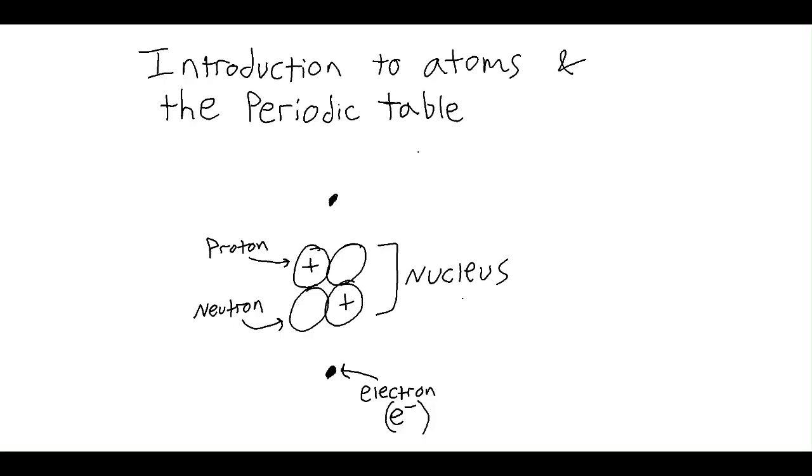Here's an important point to know. For a neutral atom, the number of electrons always matches the number of protons. If the number of protons and the number of electrons are the same, the positive charge from the protons cancels out with the negative charge from the electrons, and the overall charge of the atom is neutral.